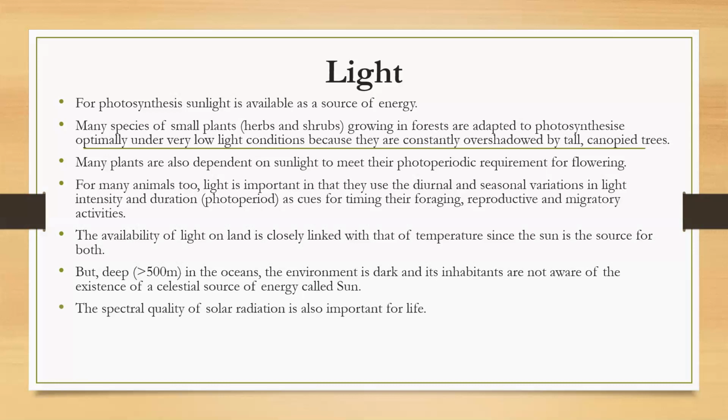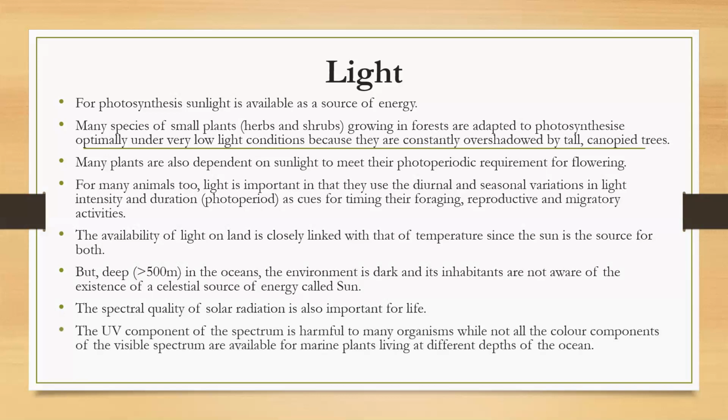And the spectral quality of the solar radiation is also very important for life. Spectral quality means the composition of the light. You know, the visible light is made up of 7 colors. The spectral quality also decides the distribution of life on Earth. The UV component of the spectrum is harmful to many organisms, while not all the color components of the visible spectrum are available for marine plants living at the different depths of the ocean.